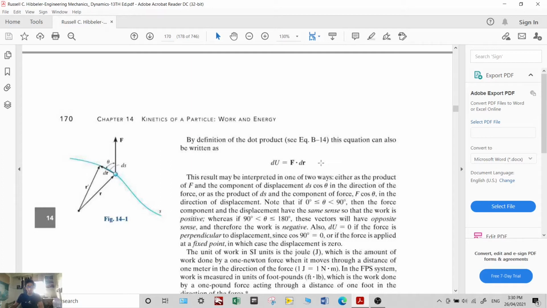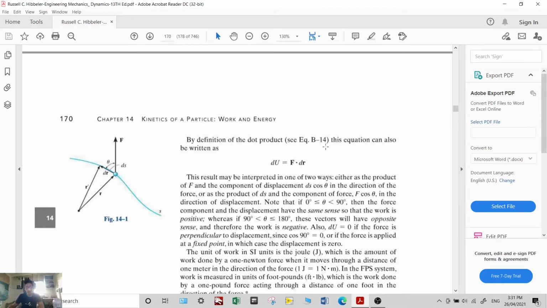Okay, now what happens when F and the displacement are in opposite directions? So the work that you get is negative. For example, if your displacement is going this way, then your force is opposite, like the work of friction. It is always opposite to the displacement, so it will be negative.